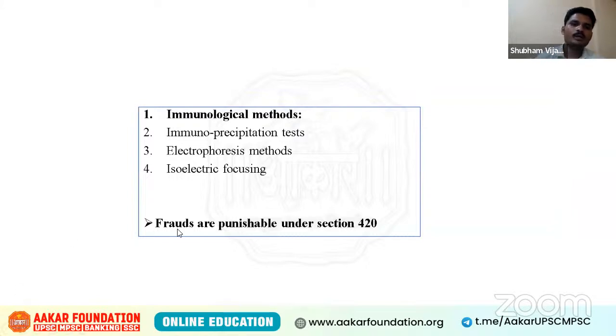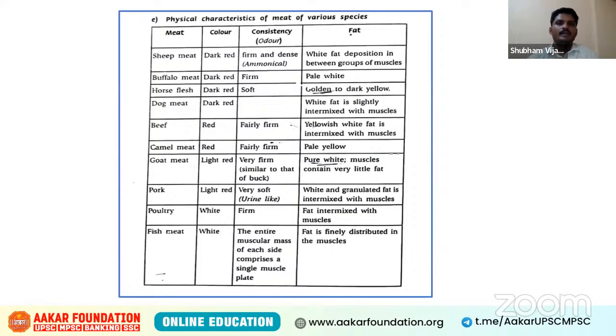In the world, frauds are punishable under section 420, meaning all types of frauds in the sale of livestock, in the sale of milk, or in the sale of meat. If the particular person is found guilty, then he or she is punishable under section 420. Here I have told you that there is definitely a change in the appearance of meat. So normally, meat color, how it is there and how fat deposition is there, here we'll see.